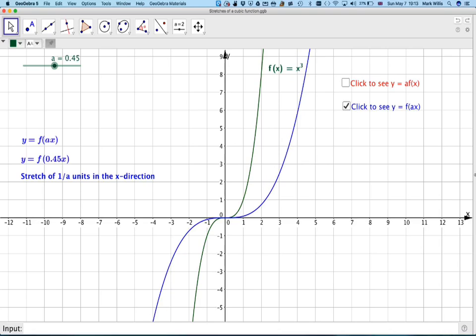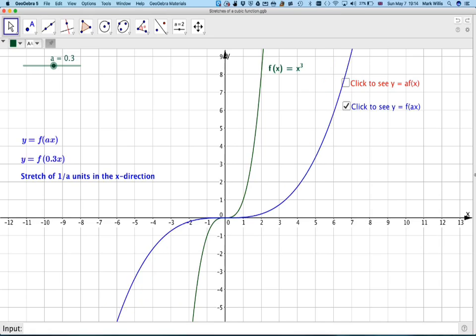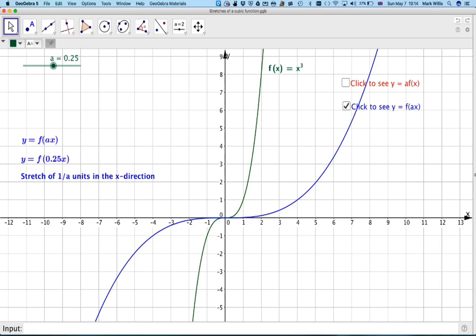If I was to make it so that a is a quarter, which I can do, which is there. Okay, what I can see now is this is 1, and then now that point goes to 4. And this is what happens if you've got f of ax, then it is a stretch of 1 over a units in the x direction. So if this is a quarter, it's 1 over 1 quarter, so it's going to be a stretch of 4 units in the x direction as I've got it at the moment.